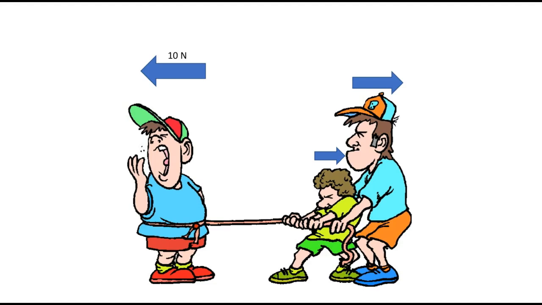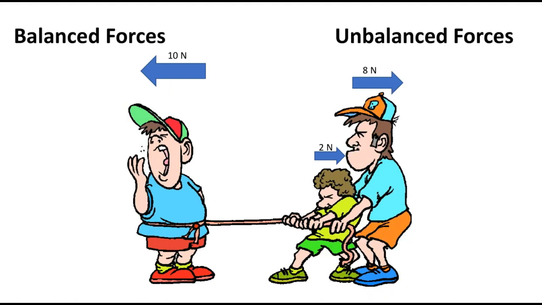So the person who's alone is using 10 newtons of force on the rope. The gentleman in green is using 2 newtons, and the guy in the blue is using 8 newtons. Alright, so now we just have to figure out, is it balanced forces or unbalanced forces? When we do the math, we find out that this is actually a case of balanced forces.